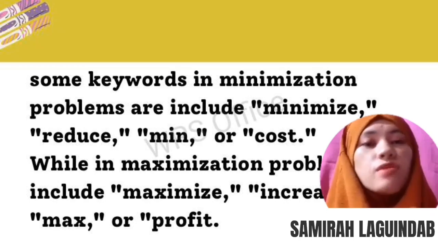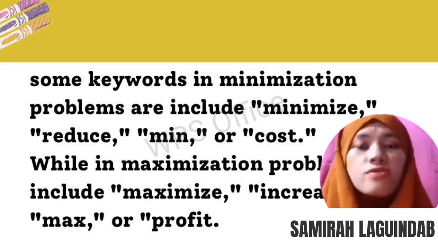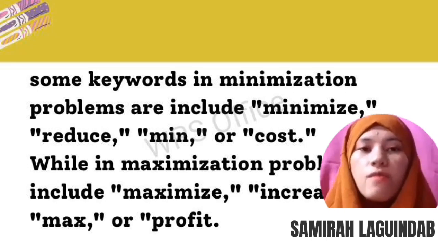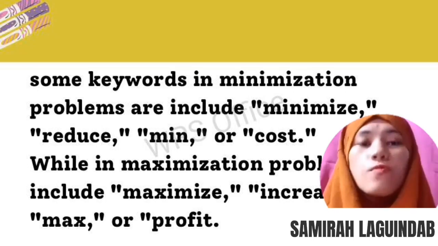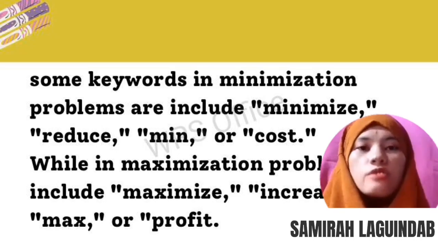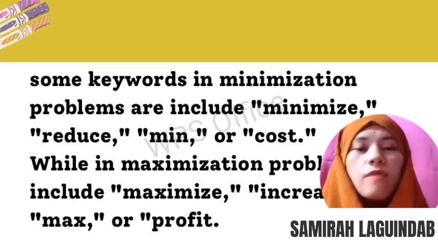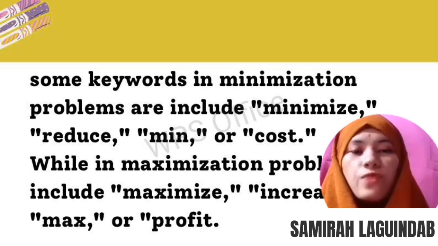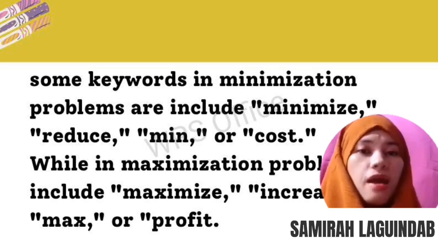Whether the problem is minimization or maximization depends on the keywords of the problem statement and analyzing the coefficients of the variables in the objective function. So look for keywords. Some keywords in a minimization problem include minimize, reduce, min, or cost, while in a maximization problem they include maximize, increase, max, and profit.